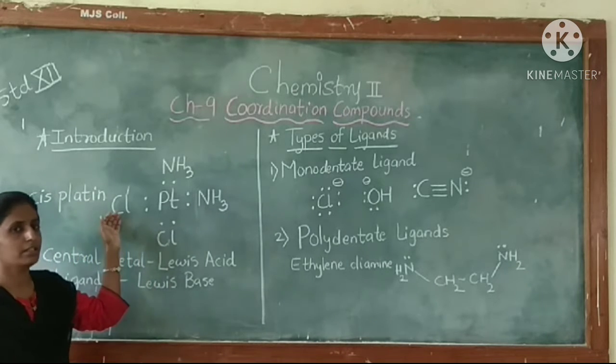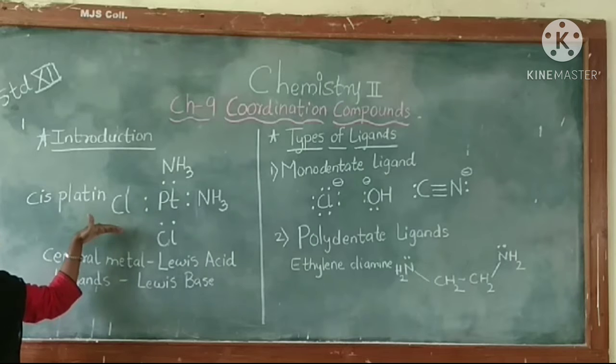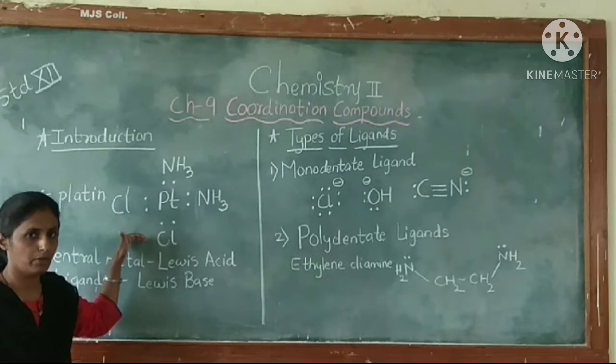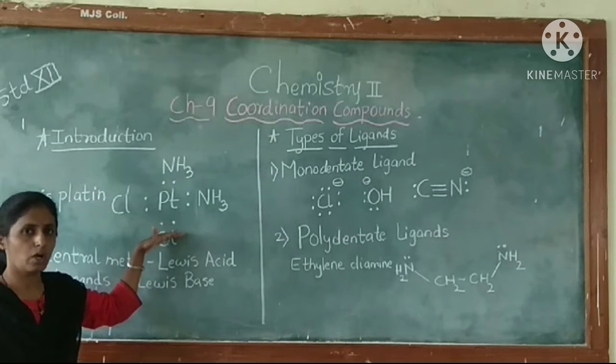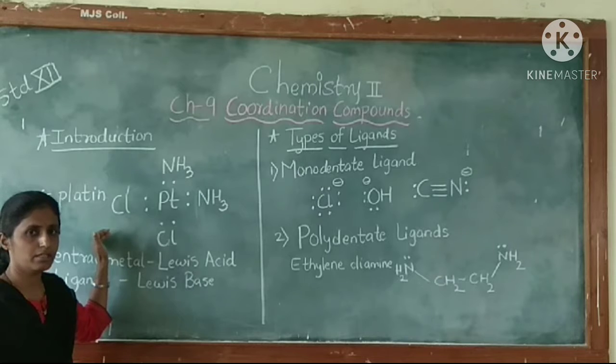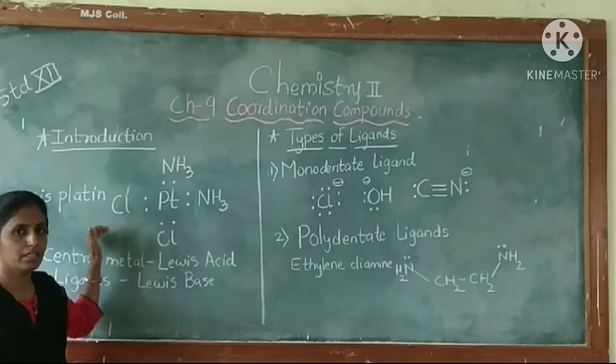So let's begin with an example over here. This is a cisplatin compound. It is a coordination compound. It is a platinum complex. Cisplatin is used in cancer treatment and it is a chemotherapy drug.